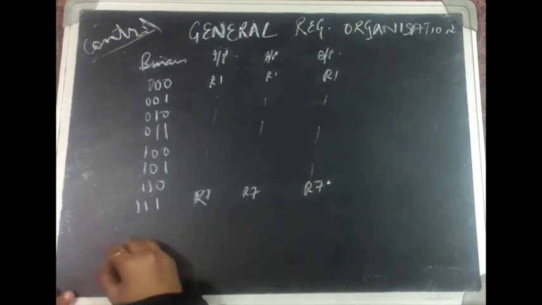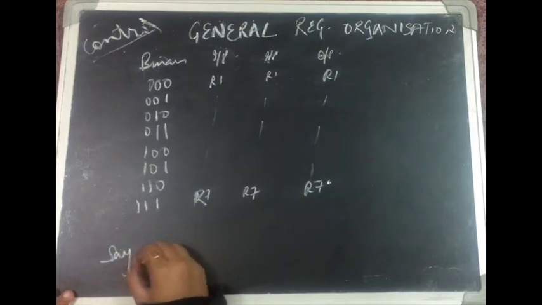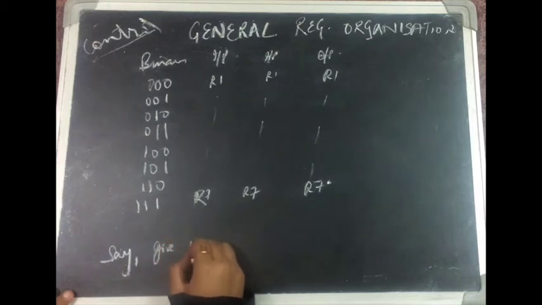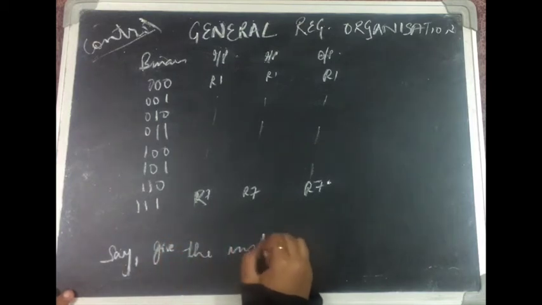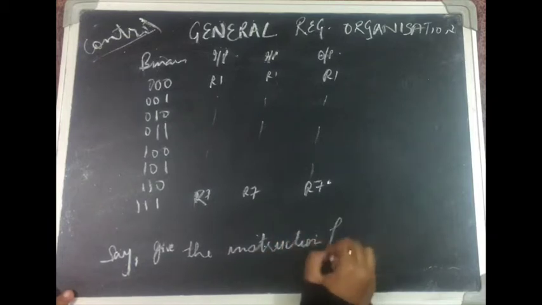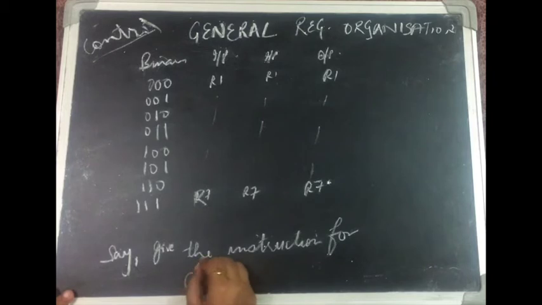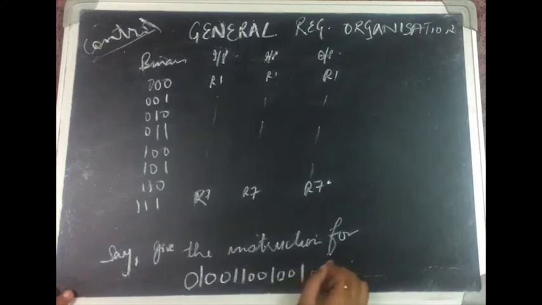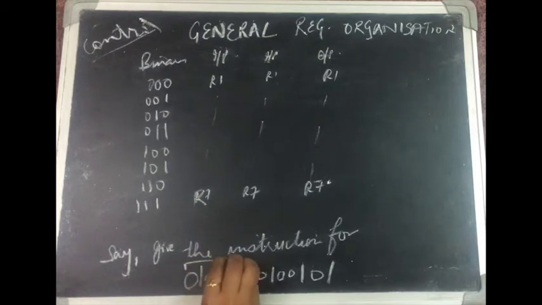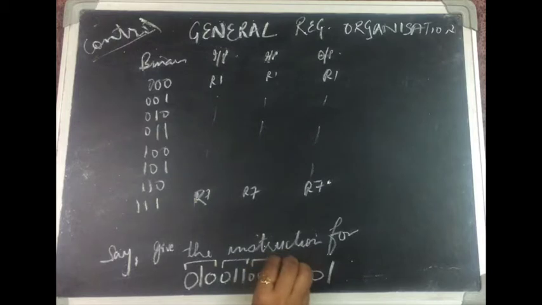You will be given a control word. Suppose the instruction is 001 010 011 00101. What you have to do is divide it in the form of a control word. You take the first 3 bits, then the next 3 bits, then the next 3 bits, and then the 5 bits. These 3 bits tell me the input register A, the next tell me the input register B, the next tell me the destination register, and the last tell me the operation that is to be performed, 00101.